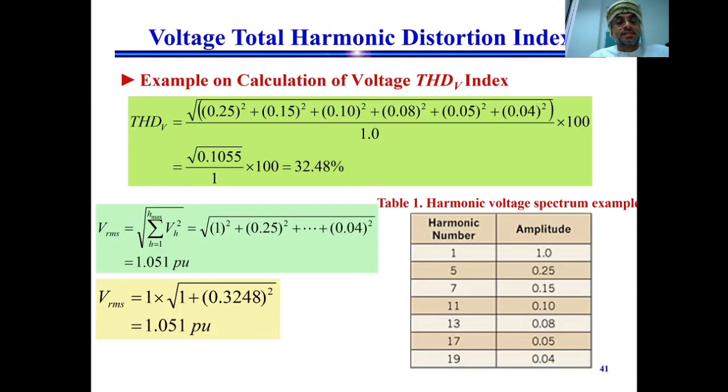Let us look at this example over here. Suppose that we have this table that contains harmonics from 1 to 19, and those are the amplitudes of the different harmonics. Now we would like to calculate what will be the total harmonic distortion for the voltage. So it is just taking those numbers, plugging them into the equation, and that will give us the result. The total harmonic distortion for this one will be 32.48%.